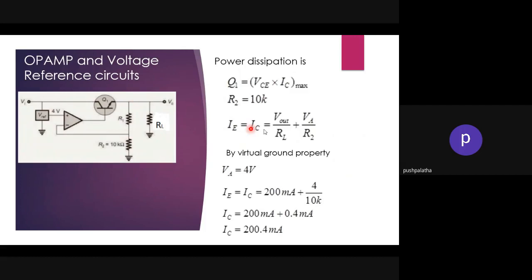Now here IE is equal to Vout by RL plus VA by R2, right? Look at this VA by R2. No need to worry about R1, it is actually a biasing resistor only, since the inverting terminal is connected to R2. So the node voltage at this point is VA, and VA over R2 is equal to Vout by RL.